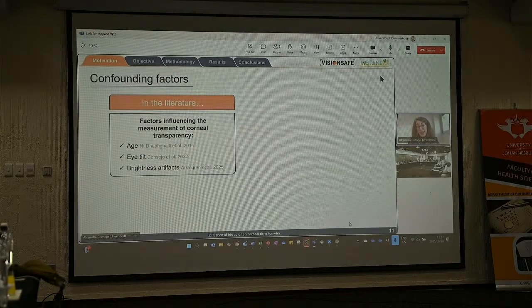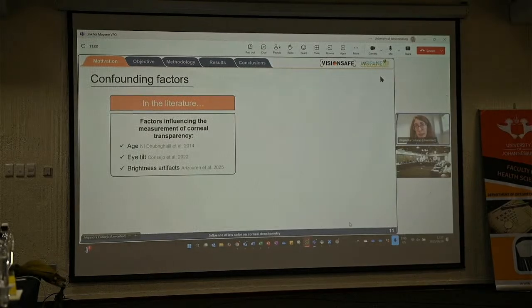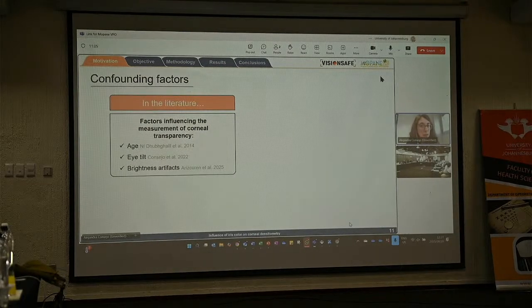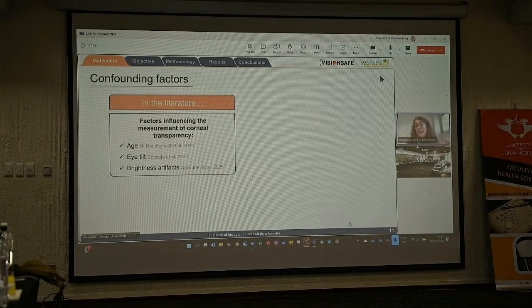The idea of densitometry is very nice, but a short time ago we realized that there are confounding factors that should be taken into consideration before just assessing a given number for a given cornea. Mostly we have age. The older the eye, the less transparent it looks, but we know that we lose transparency with age, though not at the speed the numbers show.